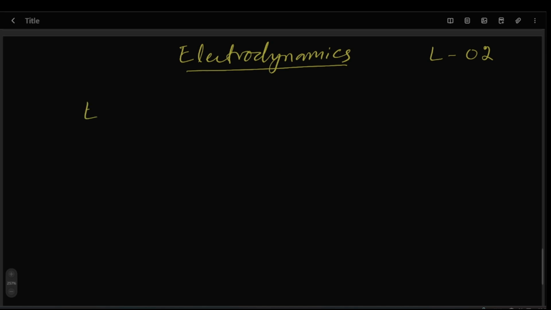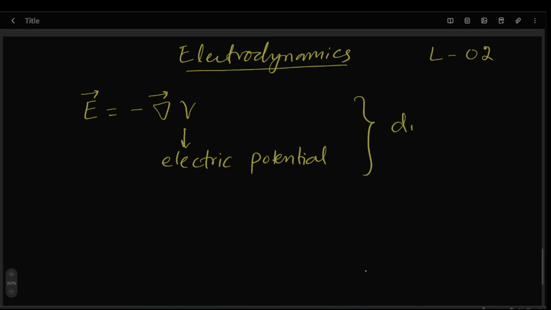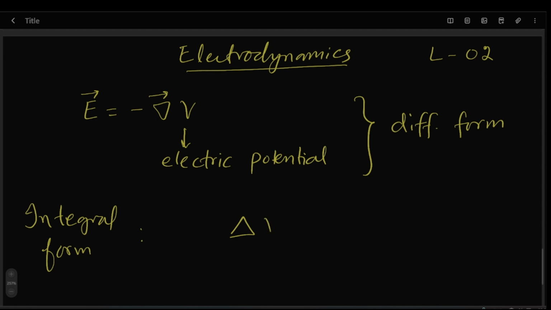Last time we saw that the electric field can be written as the negative gradient of a scalar function V, which we called electric potential. So V was our electric potential. This was the differential form. Then we also introduced the integral form of the same equation, which says that the change in the potential is equal to the line integral of the electric field, that's integral E dot dl with a minus sign.